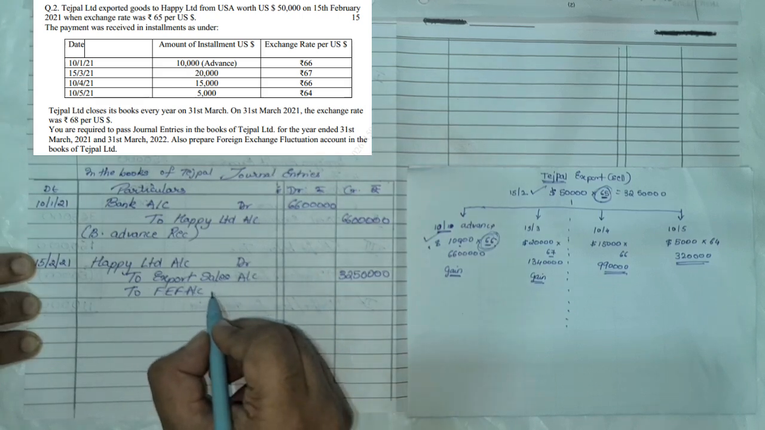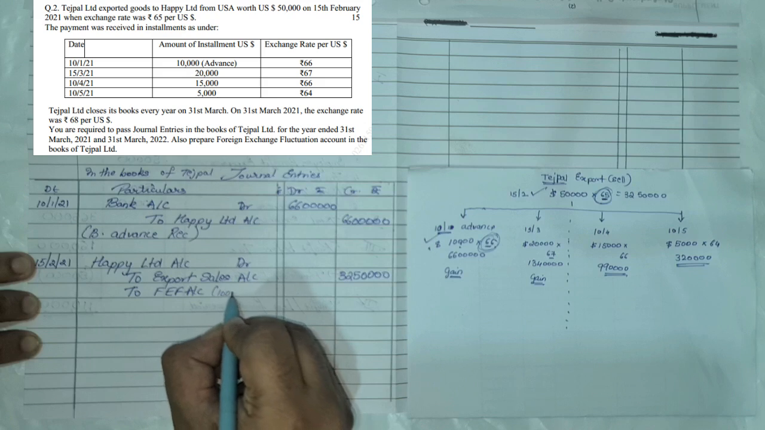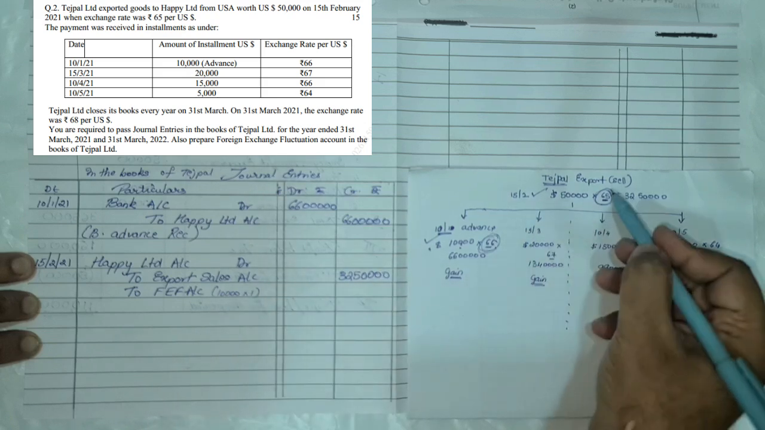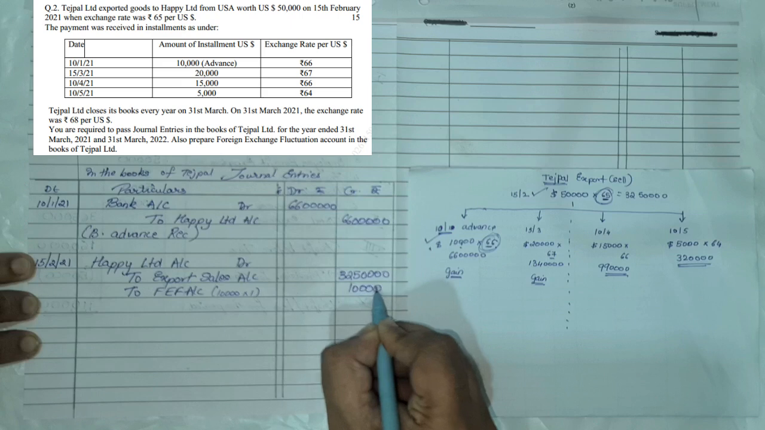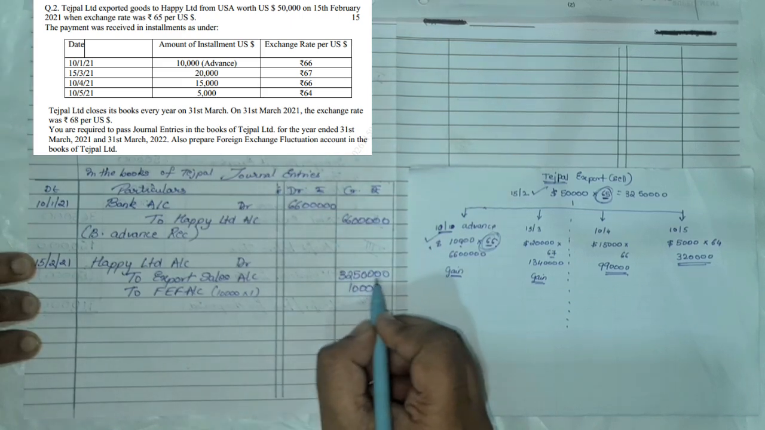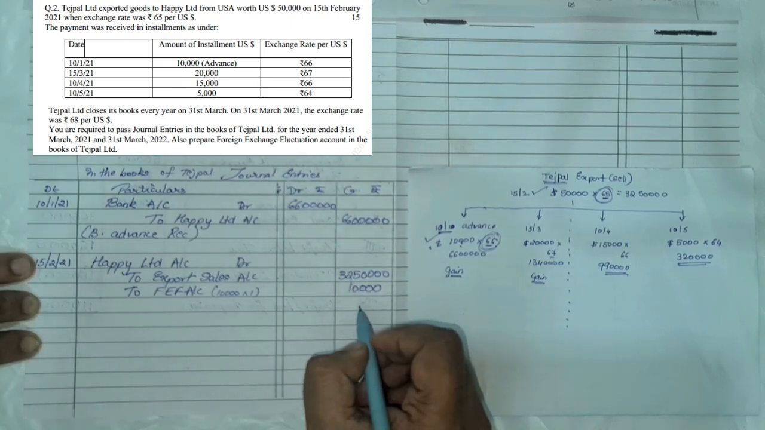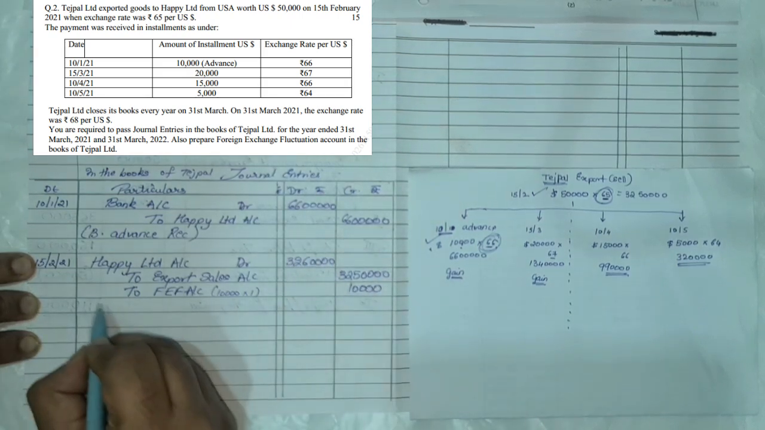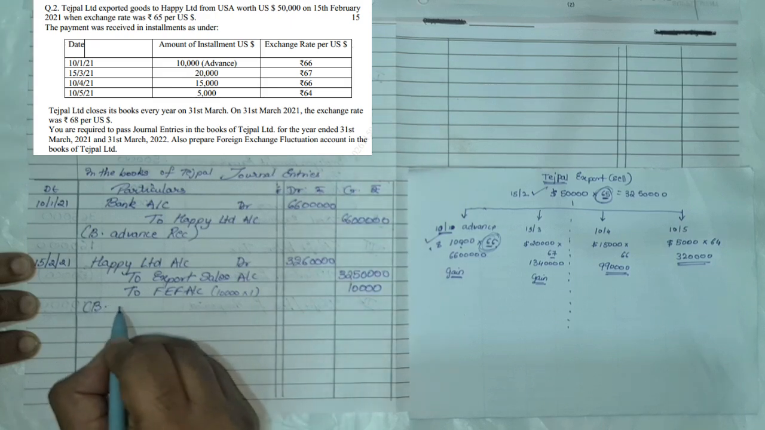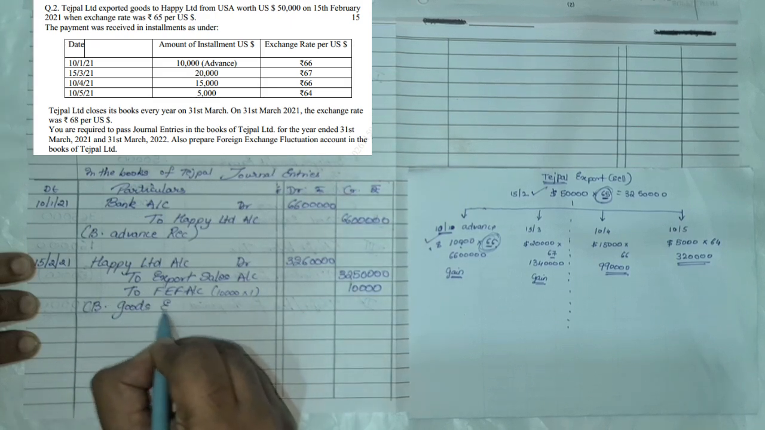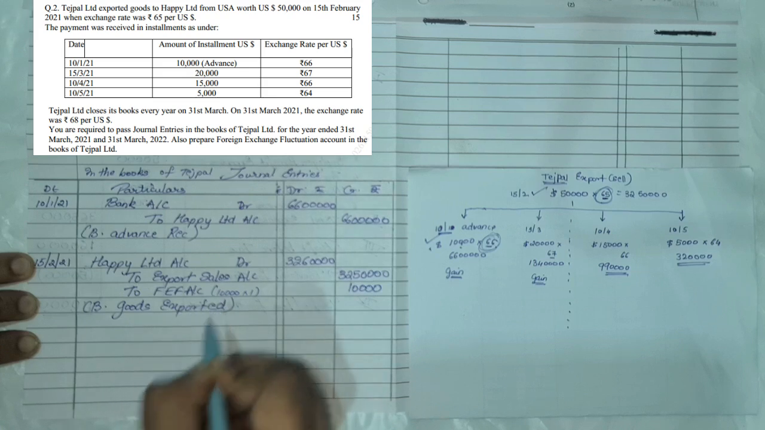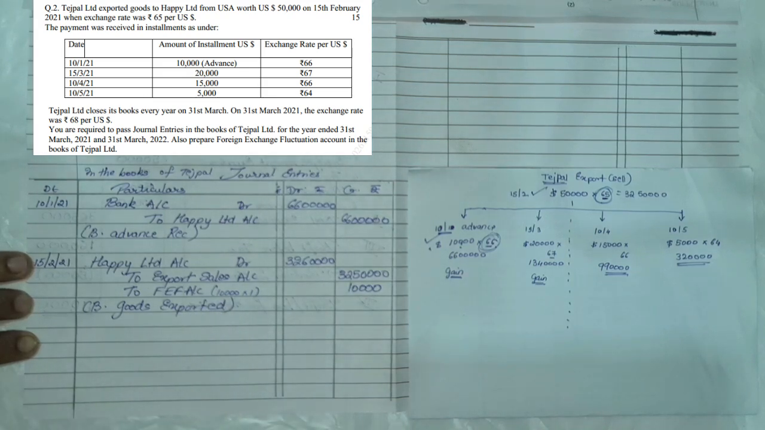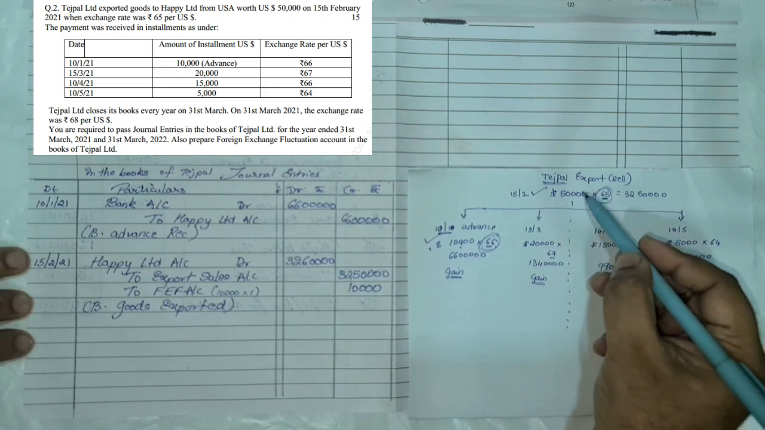So what was the value for this one? It was very simple. It was $10,000 into 1 rupee gain, because there's a difference of 1 rupee. So 10,000 was the gain because of that advance payment. Now we add up this, so 32 lakh 50,000 plus 10,000 will become 32 lakh 60,000. So I'll write here, being goods exported. Okay, so we are done with the export, we are done with the advance.